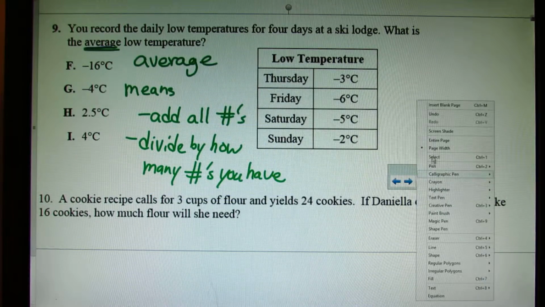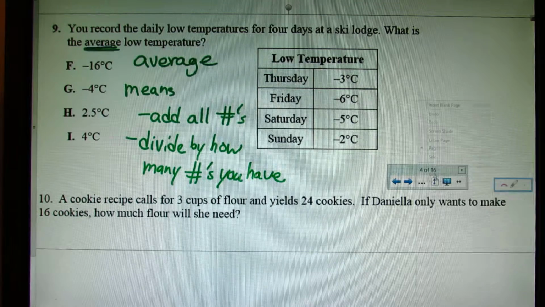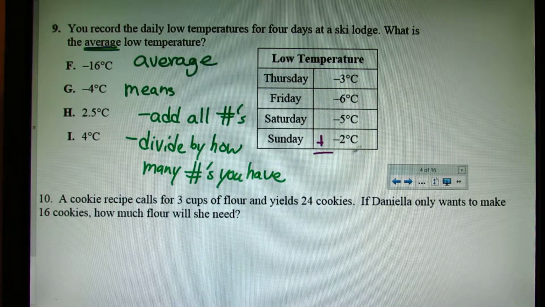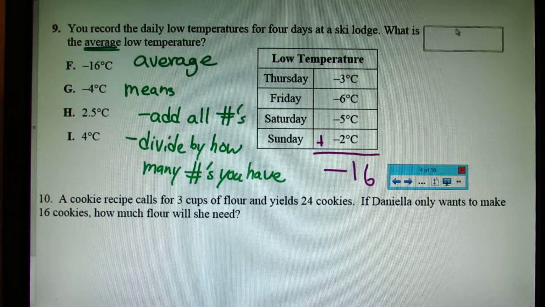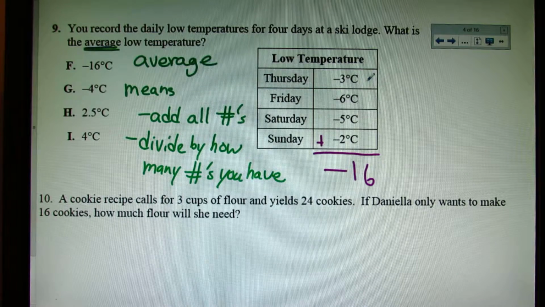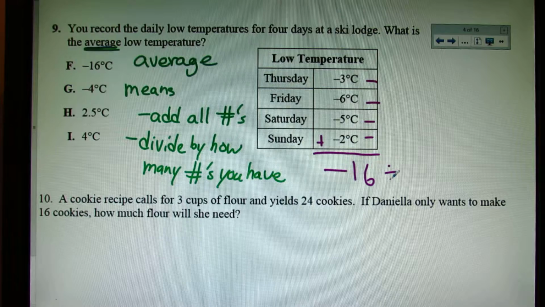So on the side, I'm going to add up all of these numbers in my calculator and get -16. And then I have to divide by how many numbers I have. I have 1, 2, 3, 4 numbers. So I'm going to divide my answer by 4. And that will get me my final answer of -4, which is choice G.